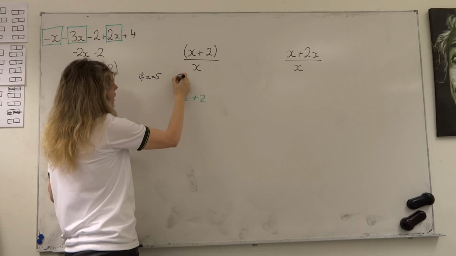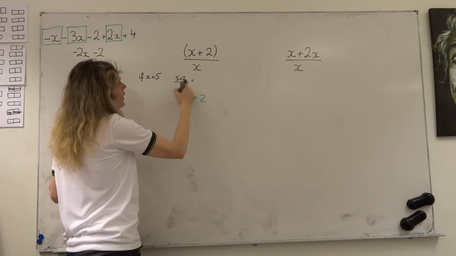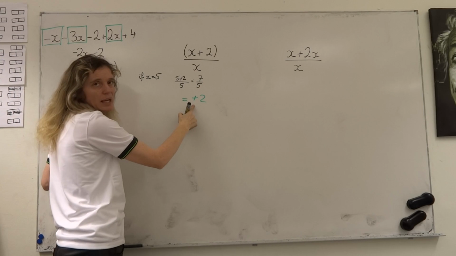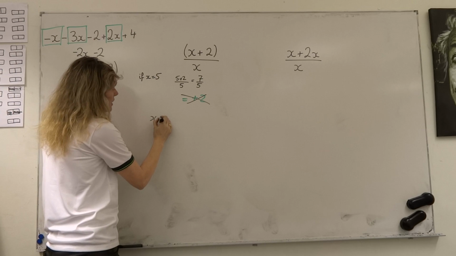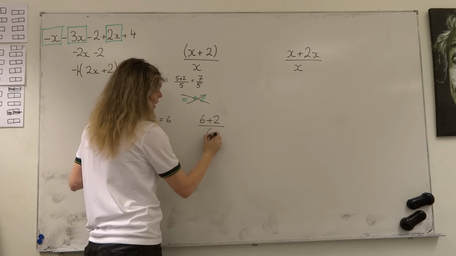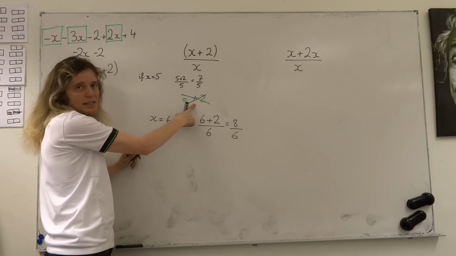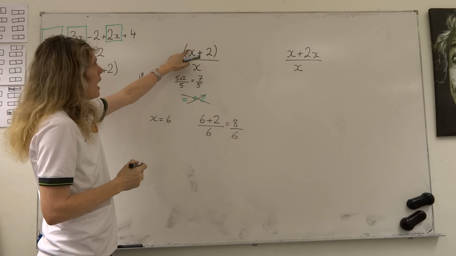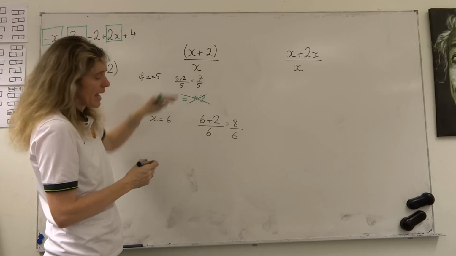Well, on the top we would get 5 plus 2, and on the bottom we would get 5. We know that 5 plus 2 is 7. And if we divide 7 by 5, do we get the answer plus 2? No, we don't. If we were to say x equals 6, and we were to say 6 plus 2 divided by 6, well, 6 plus 2 is 8, and 8 divided by 6 is absolutely not 2. So we cannot cancel x plus 2 divided by x and do anything to simplify these x's.